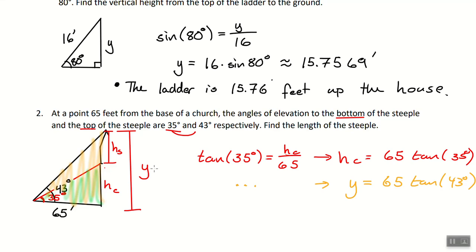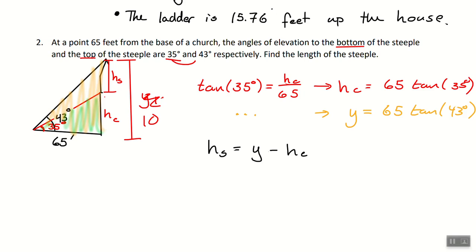Now, hypothetically, and these aren't the numbers, if this were 10 and this were 4, could you tell me the height of the steeple? It would be 6, right? Because you just did a whole distance minus the height of the church. Could we find the height of the steeple using that exact idea with what we have here? Height of the steeple is equal to y minus the height of the church, which we know is exactly 65.